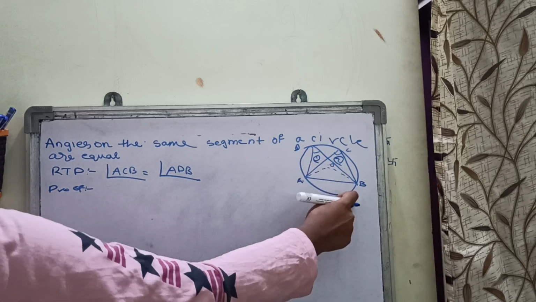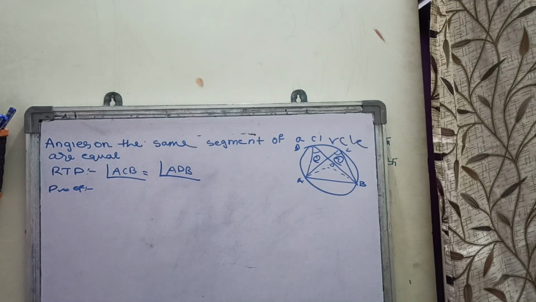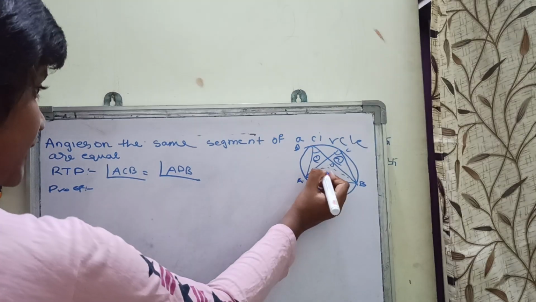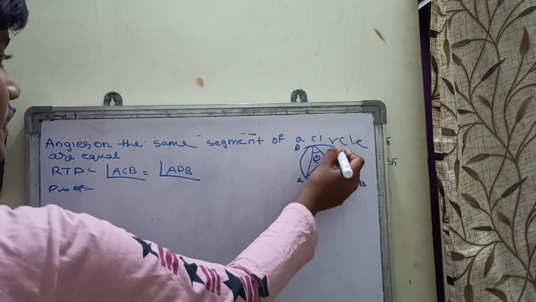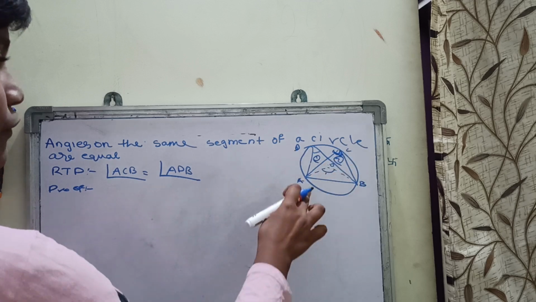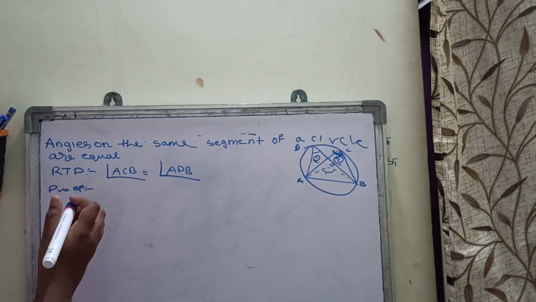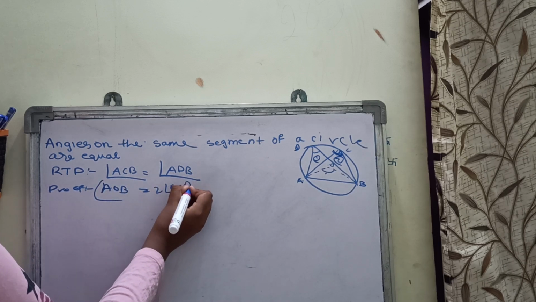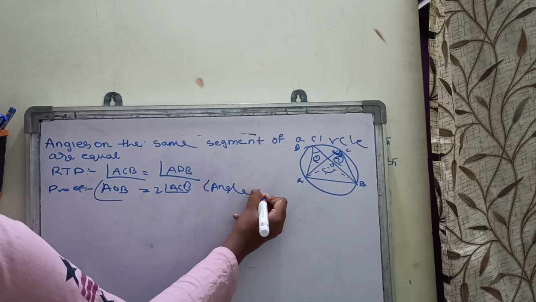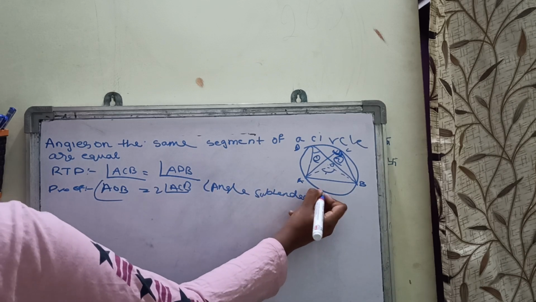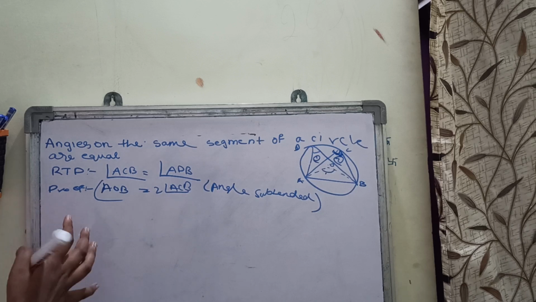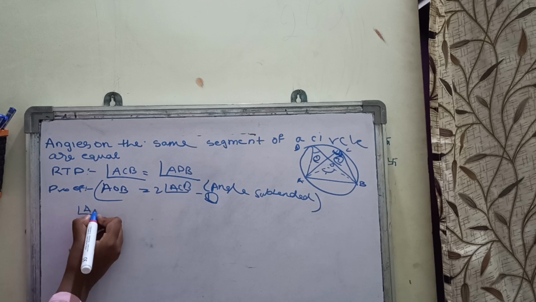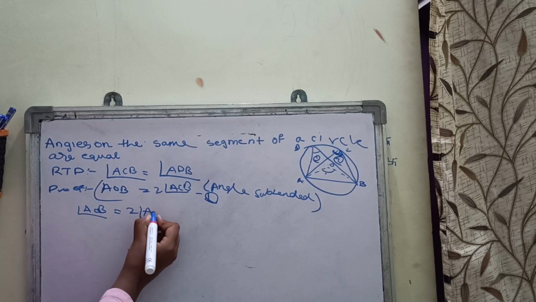Here angle AOB is at the center of the circle. So according to the angle subtended theorem, what can we say? That angle C is half of angle AOB. Angle AOB is equal to 2 of angle C according to the angle subtended theorem. Okay? By this we got this. Take it as 1. Angle AOB is equal to 2 of angle ADB.